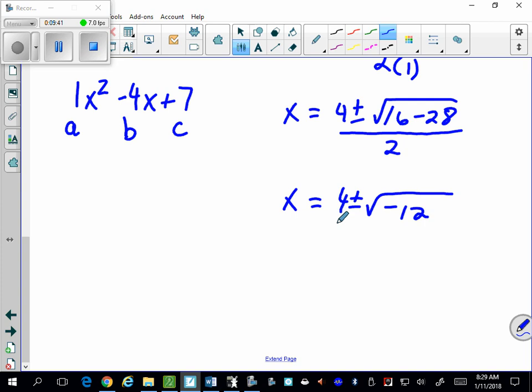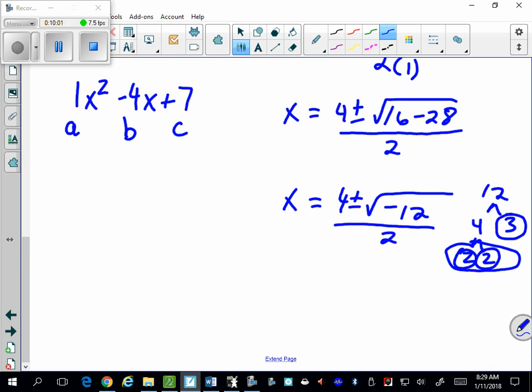Looking at -12, break down 12, because we've got to simplify this. So we have a pair of 2's, and we have a 3. So a pair of 2's will come out of the radical as a 2. Remember, the square root of a negative number is i. Left over is a 3 over 2.